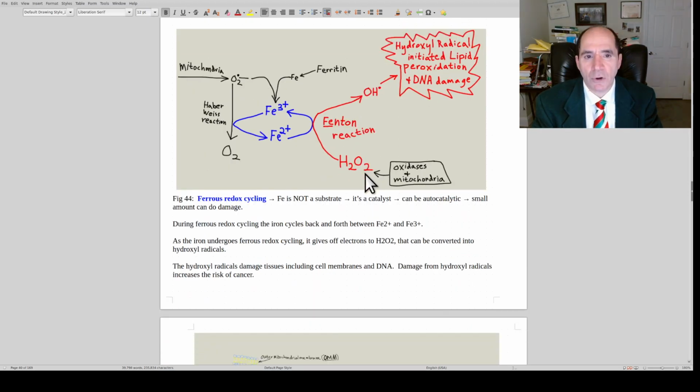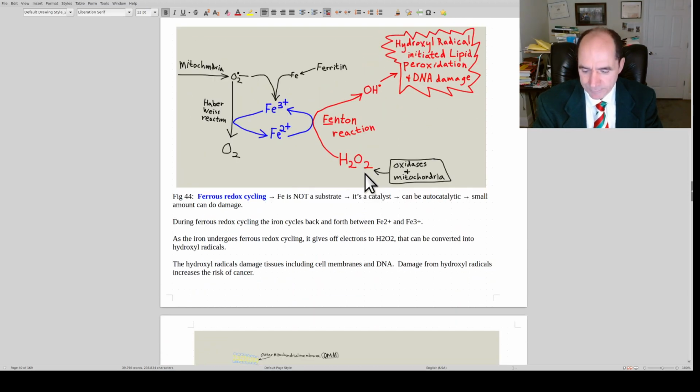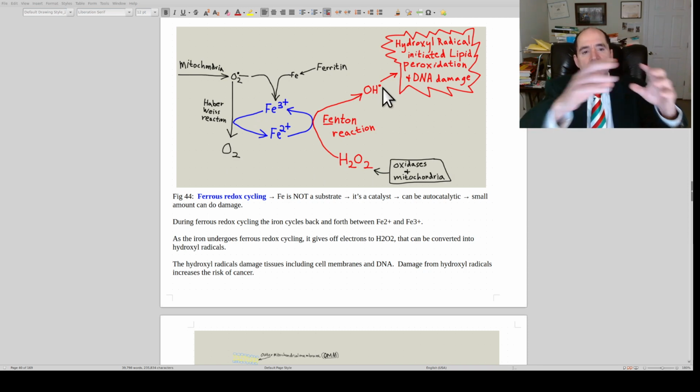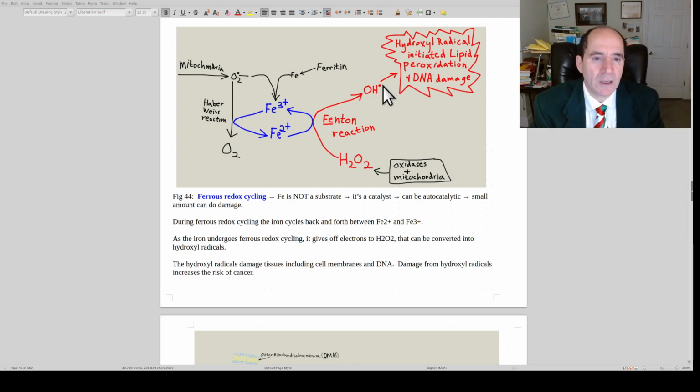All right, so here's showing why iron is such a bad thing. Because iron can undergo what is called ferrous redox cycling, where it cycles back and forth between Fe2+ and Fe3+, Fe2+, Fe3+, and in so doing, it gives an electron to the oxygen, all right? And it can form these free radicals, and these free radicals can be made into hydroxyl radicals, OH with an unpaired electron in the outer orbital. The point being, this is hyperreactive.